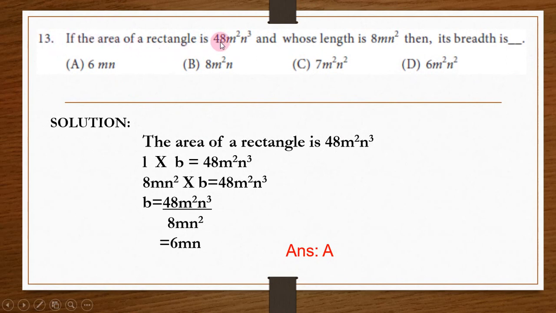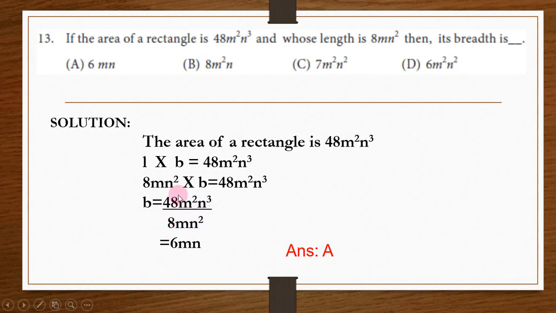Thirteenth one. If the area of a rectangle is 48 m square n cube and whose length is 8 m n square, then its breadth is dash. The area of a rectangle is 48 m square n cube. What is the area of rectangle? The formula L into B, length into breadth, equal to 48 m square n cube. Length is given already, 8 m n square into B equal to 48 m square n cube, and move 8 m n square as a denominator, right side denominator. So 48 m square n cube divided by 8 m n square.